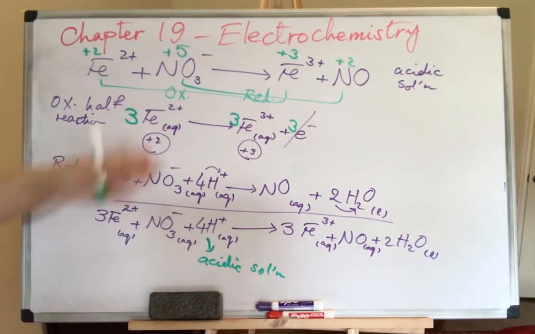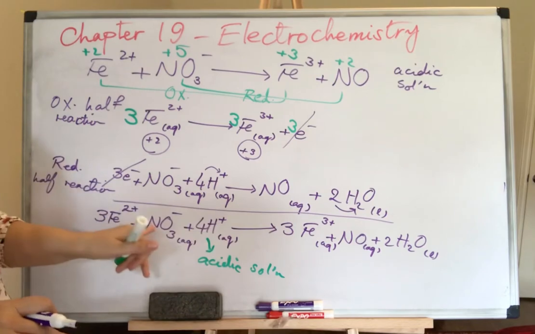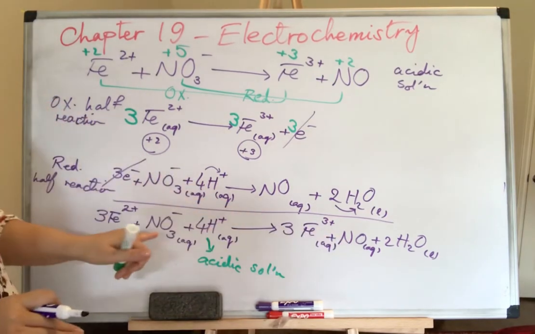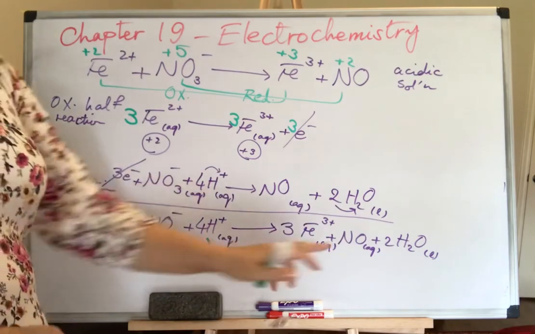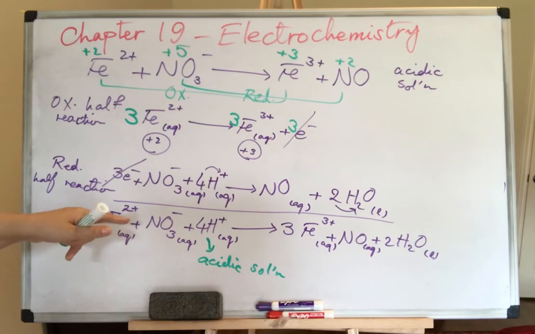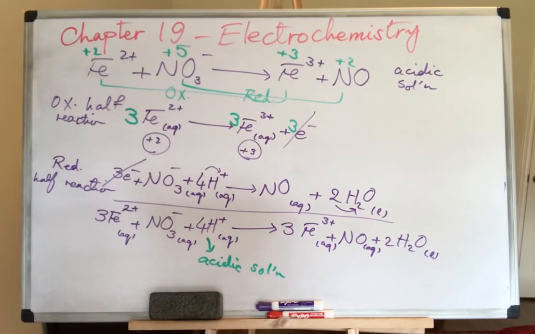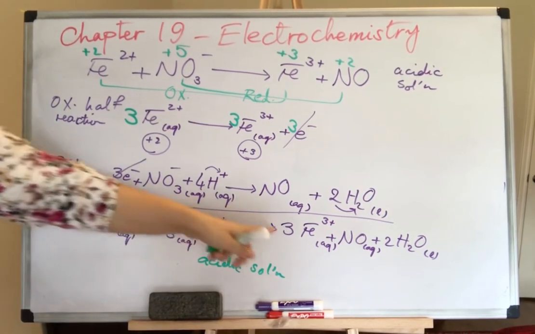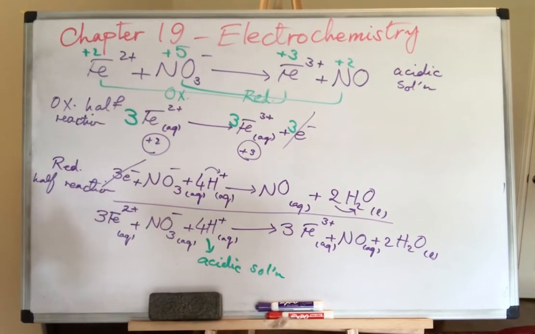Okay, and feel free to balance the atoms again. You have 3 Fe, 3 Fe, 1 N, 1 N. 3 oxygens, 2 and 1, 3 oxygens, 4 hydrogens, and 2 times 2, 4 hydrogens. The charges: 3 times 2, positive 6, plus positive 4, positive 10, minus 1, positive 9, and here 3 times positive 3, positive 9. So everything is balanced.